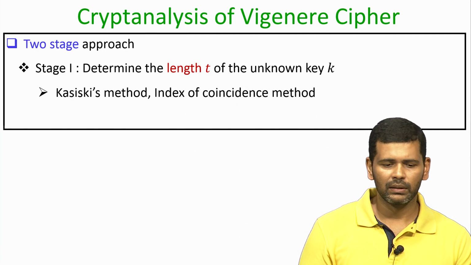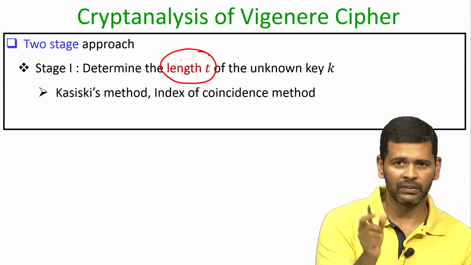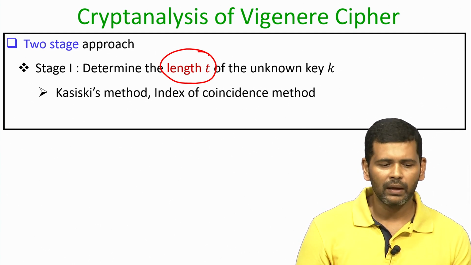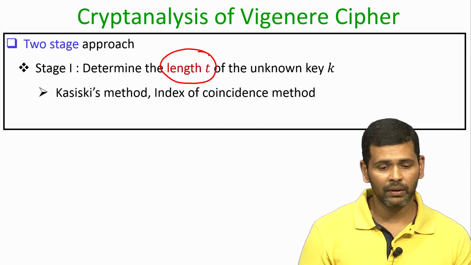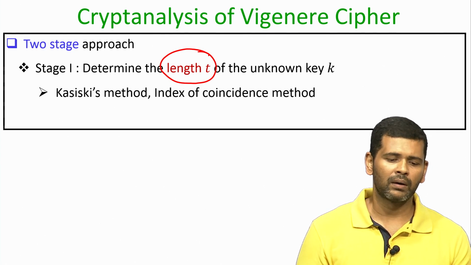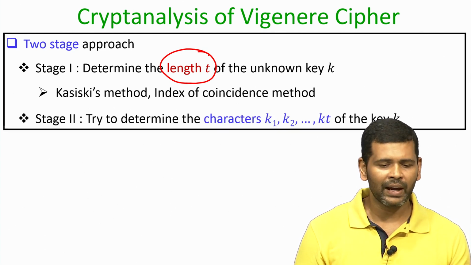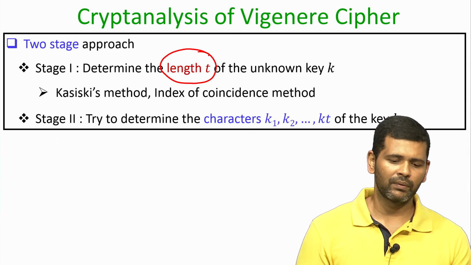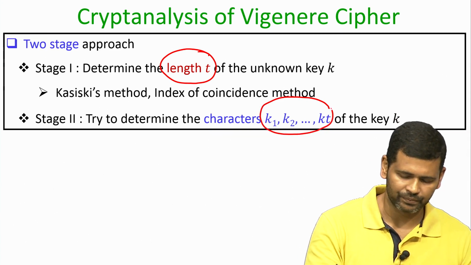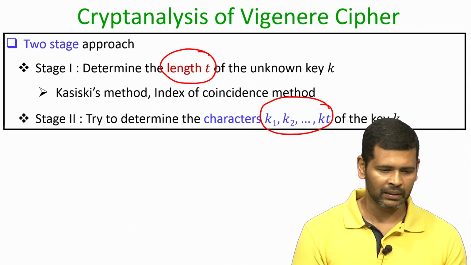In stage 1, the goal will be to determine the length t, namely the size of the period of the key. Remember, t could be any value starting from 1 onwards, and there are several well known methods to determine the value of t. For example, you can use Kasiski's method, or there is another interesting method called the index of coincidence method, and so on. Once we know the value of t, in stage 2 we are going to recover the unknown characters of the key, and once we know the key characters, we can easily perform the decryption operation and recover the plain text.